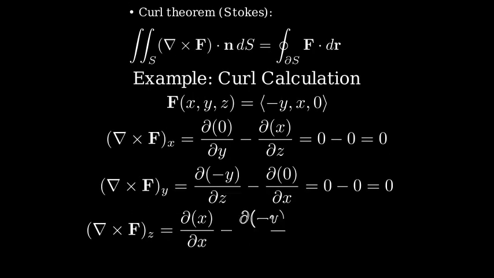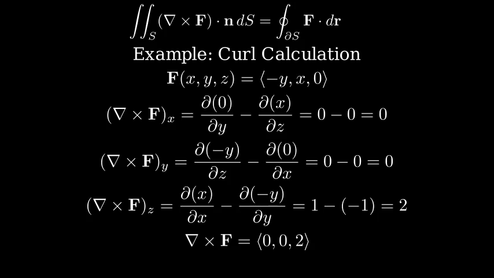The third component is the partial of the y component with respect to x minus the partial of the x component with respect to y. The y component is x, so its partial with respect to x is 1. The x component is negative y, so its partial with respect to y is negative 1. So 1 minus negative 1 equals 2. Therefore, the curl of F equals the vector (0, 0, 2).